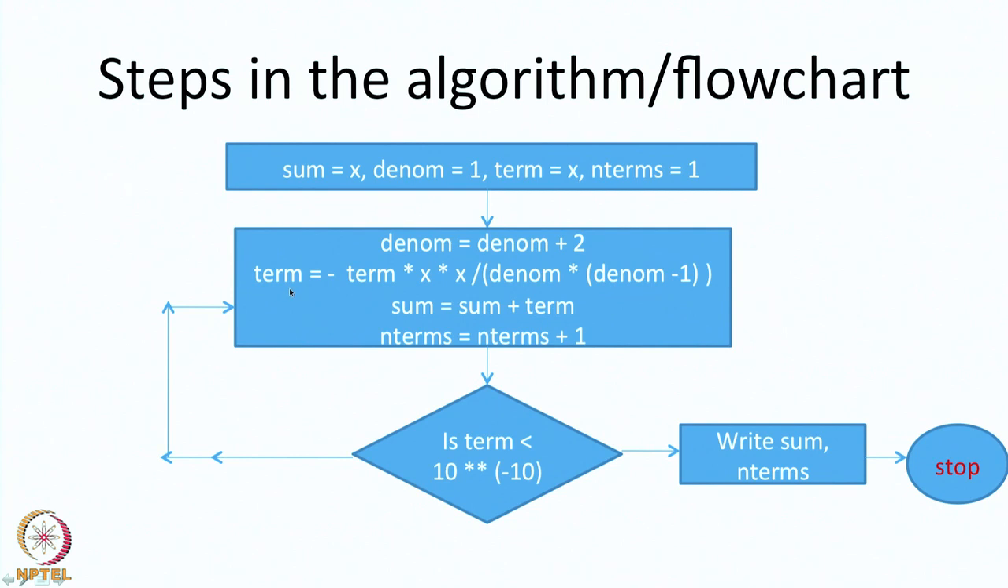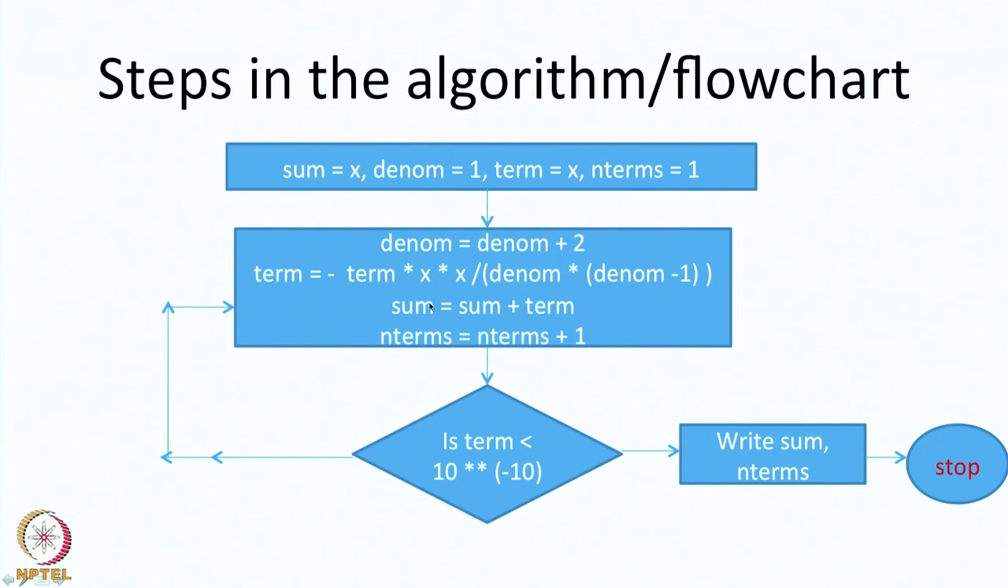Now, what happens to the new term? This term is equal to old value of term, which was minus x cubed by 3 factorial. Now, that minus x cubed by 3 factorial I am multiplying by x square and a minus sign. So, the numerator becomes x to the 5th power with a positive sign, and the denominator, already there was a denominator with a 3 factorial. Now, what do I do? I multiply by 5 times 4, because denominator is 5 now. So, the new value of term now is x to the 5th divided by 5 factorial.